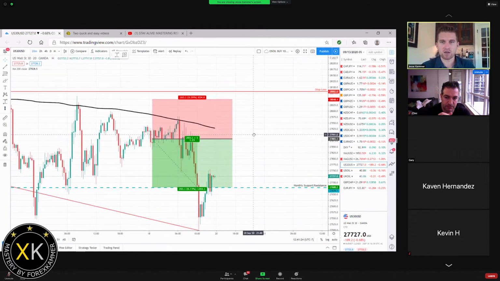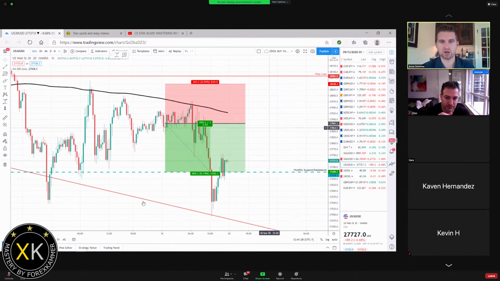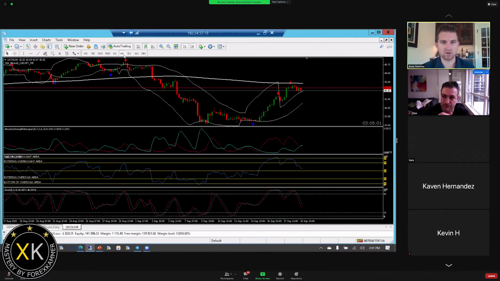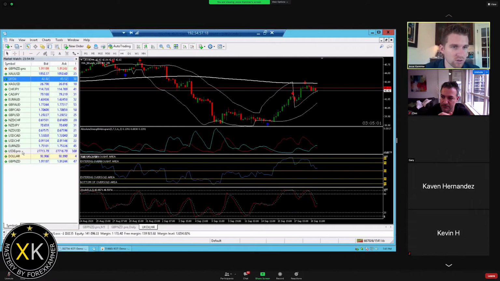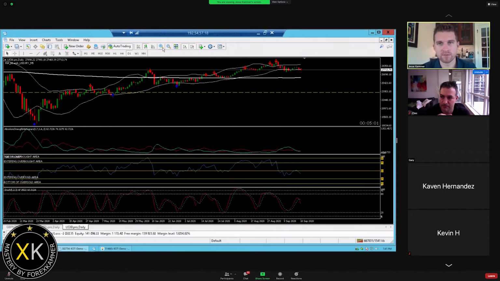We'll see how Sunday and Monday kind of plays out, but I will be looking to short US 30 again if XK lines up. And as of right now, it is telling me on the daily time frame that it is going to be going shorter. So let's pull up US 30, looking at that daily time frame.